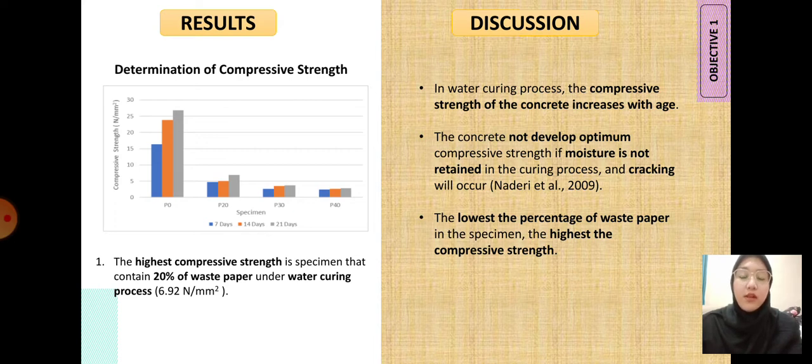The concrete will not develop optimal compressive strength if moisture is not retained, and cracking may occur. The lower the percentage of waste paper in the specimen, the higher the compressive strength.